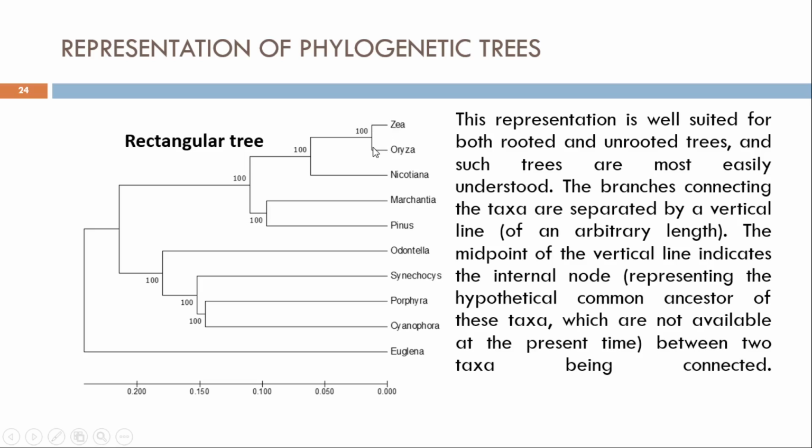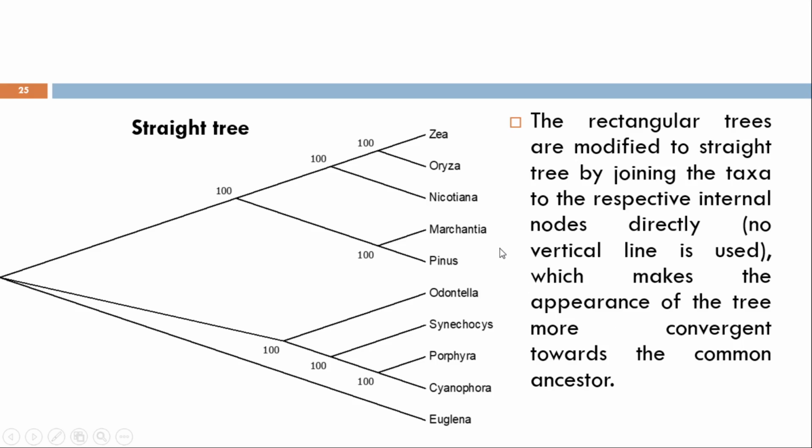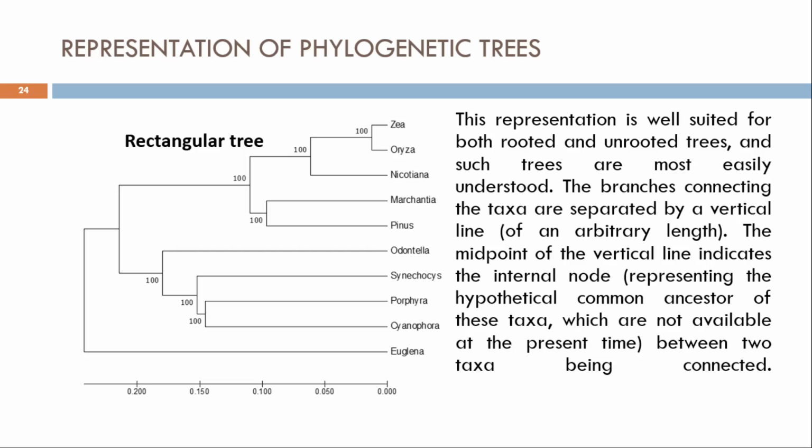But this vertical line doesn't have any relation at all with any kind of changes. You can increase or you can decrease. That's not a problem. Then another type of representation of the phylogenetic tree is the straight tree. What is the difference between the straight tree and the rectangular tree?